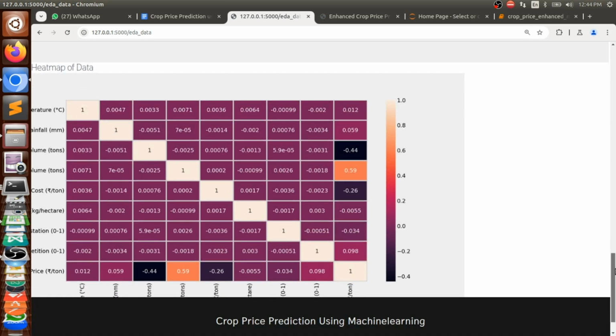Then comes the most important thing, the heat map. What does this heat map give us? We call this a correlation matrix. Here, for example, I will tell you how to analyze this. The last one is price on the x-axis, and you can take volume or you can take temperature. For example, I will go with the demand values.